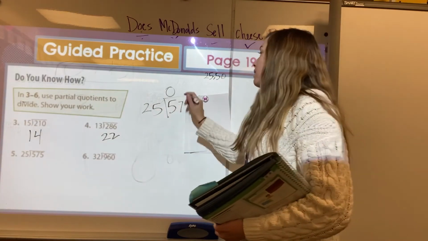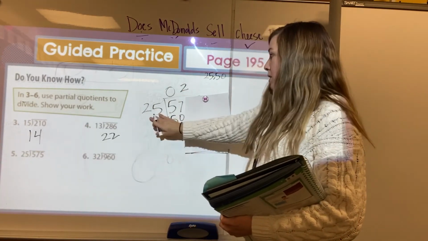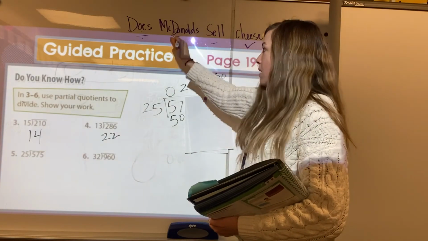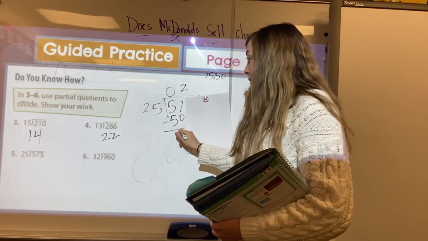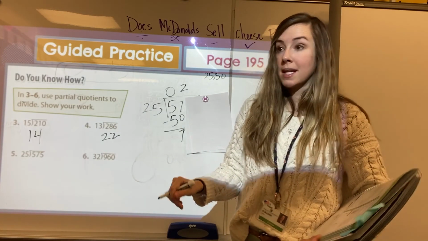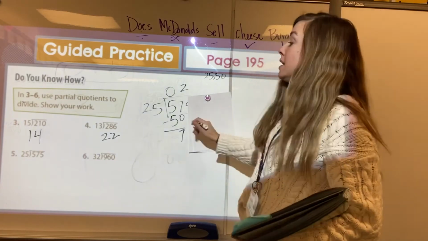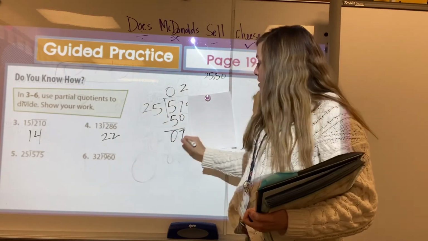So 25 goes into 50 twice. I put my 50 down below because 25 times 2 is 50. And now I'm going to subtract. 7 take away 0 is 7. Can't tell you how many times I see 0 on problems like that. A lot. Just be careful. Go slow. 5 minus 5 is 0 there. So now I have 7.